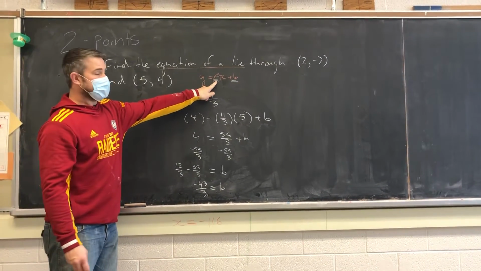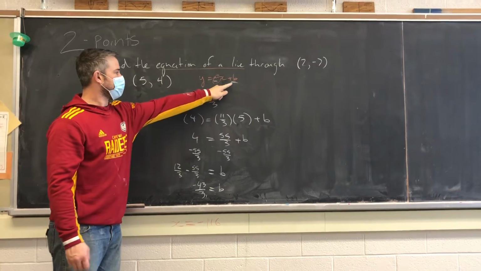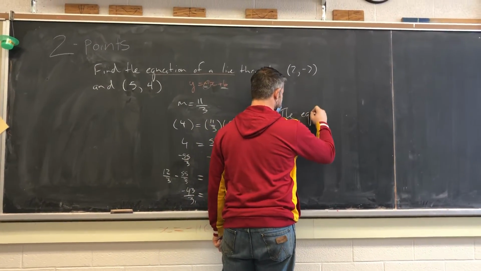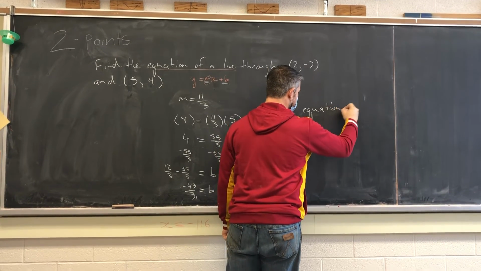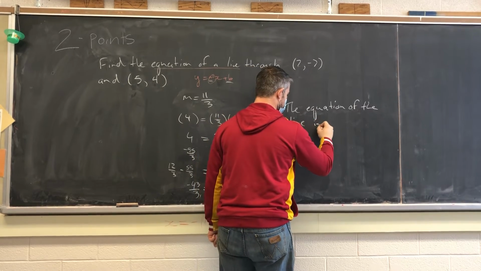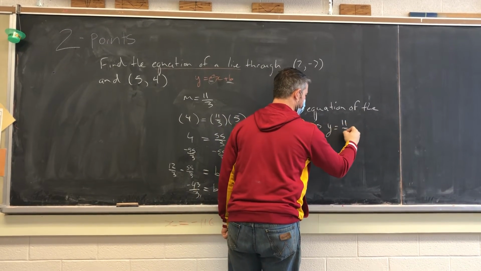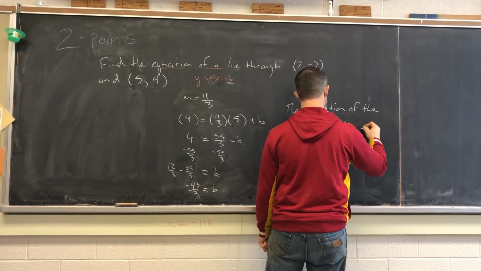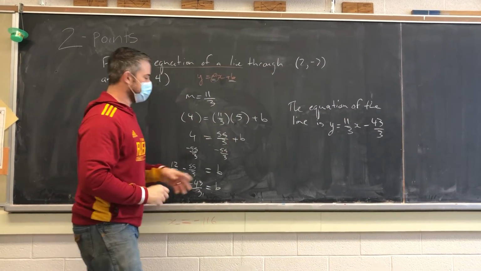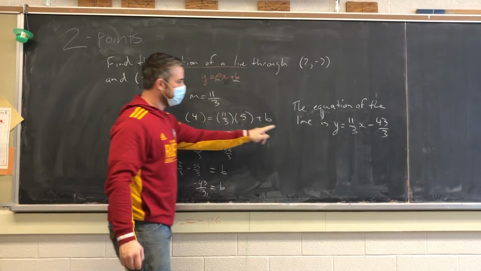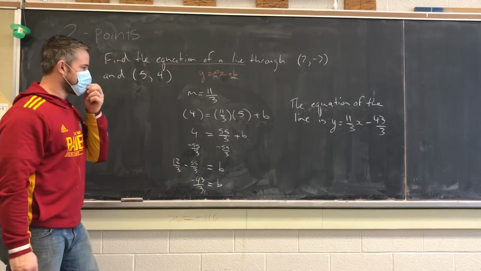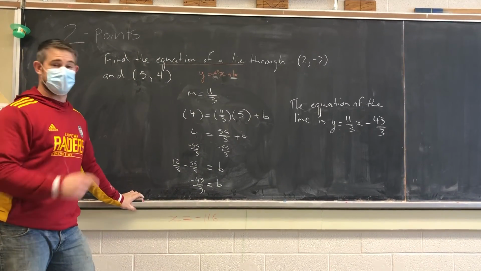We found m in our first step using our slope formula. We now have found b, and we can write the equation of the line. The equation of the line is y equals 11 over 3x minus 43 over 3. Now sometimes you'll notice that when you have a weird slope, your y-intercept will also have the same denominator. That's very common when we go through problems like these. And that's it for 2-point examples.